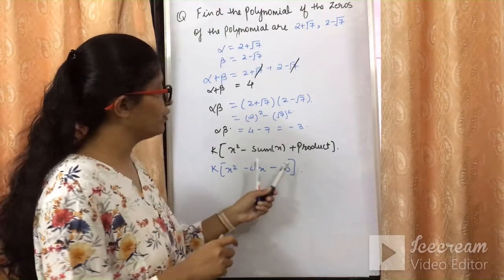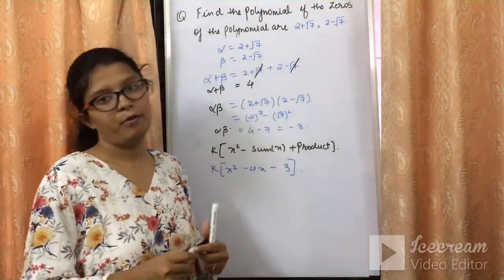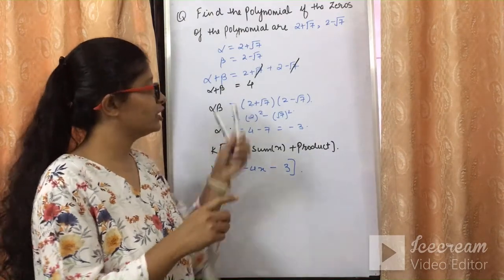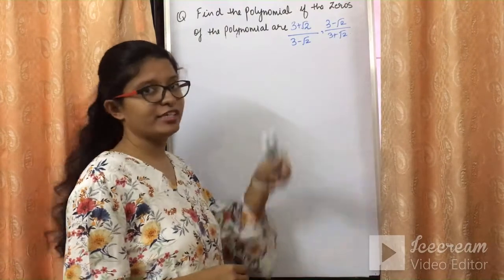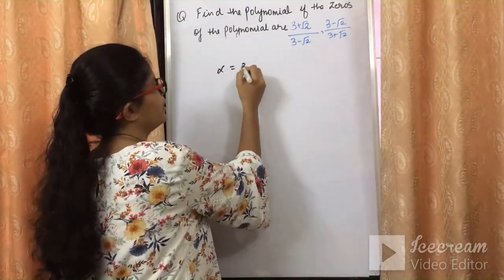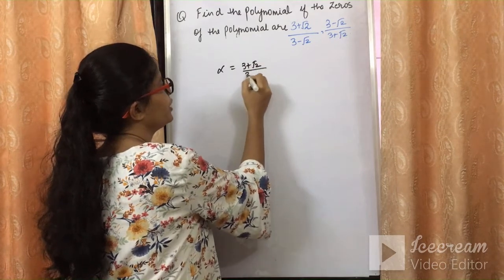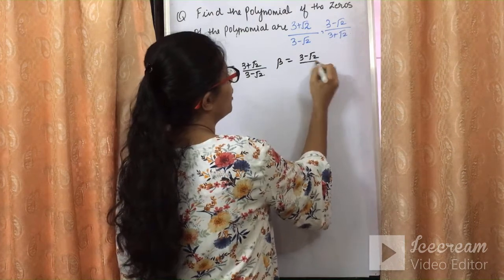If we equate this polynomial to 0, we will get these two zeros as the zeros of the polynomial. I hope the methodology behind the sum must be clear. Again the same question but with different zeros. So what are the zeros? Alpha is nothing but (3 plus root 2) upon (3 minus root 2), and beta is nothing but (3 minus root 2) upon (3 plus root 2).